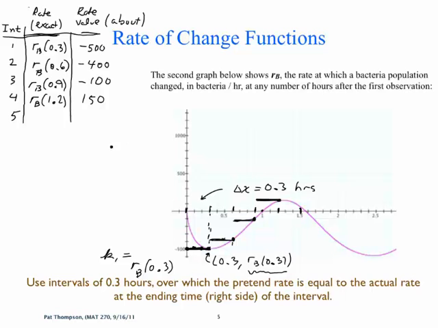Last interval. What are we going to use for the constant rate of change for that whole interval? R sub b of 1.5. Okay? So what is our pretend rate at 1.3? R sub b of 1.5. What is the actual rate at 1.3? About 150. Yep, it's going to be R sub b of 1.3, which is about 150. But our pretend rate is going to be down here.